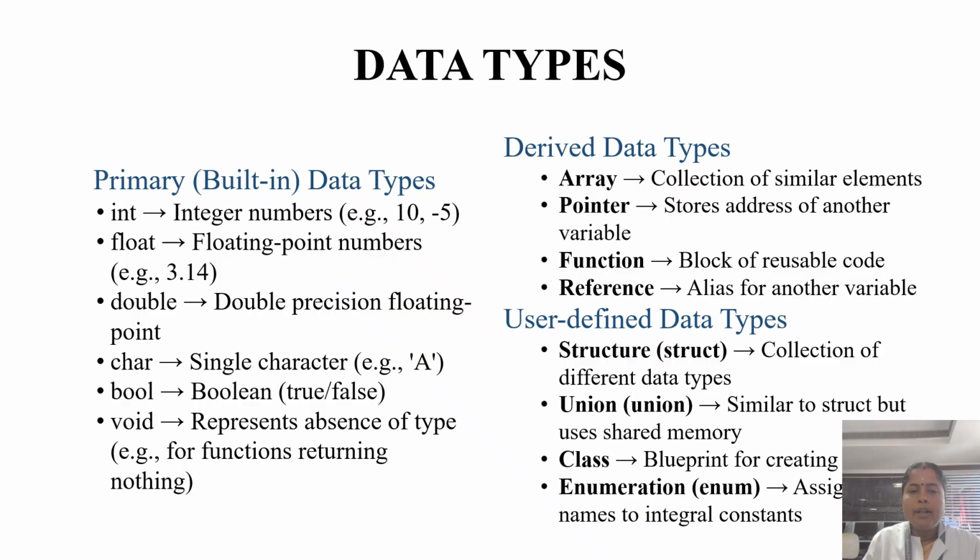And the data types supported by C++ can be classified as primary, derived, and user-defined data types. The primary data types are integer, float, double, character, bool, and void. You should have already studied these in C programming. The derived data types are array, pointer, functions, and reference. And the user-defined data types supported by C++ are structure, union, class, and enumeration.